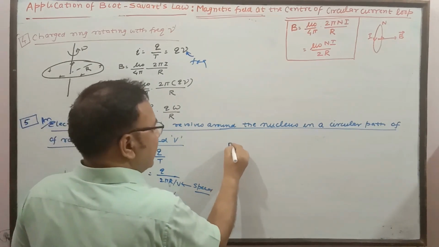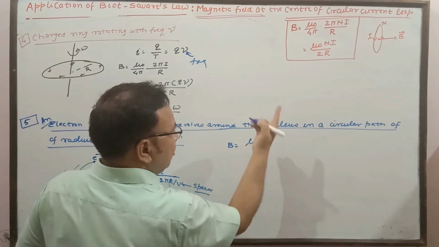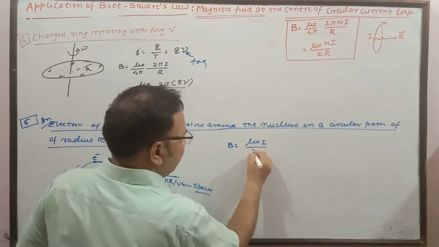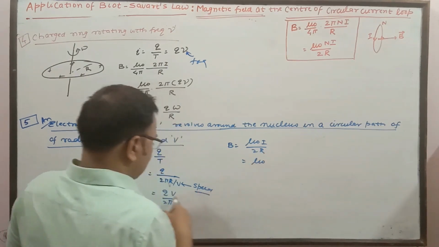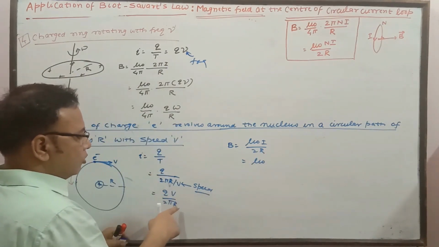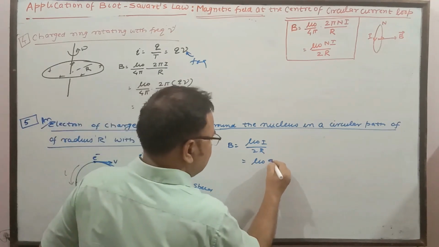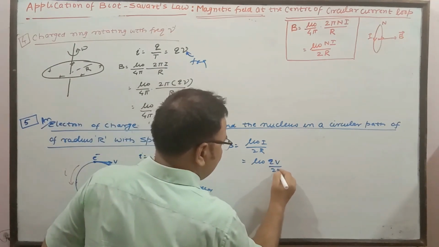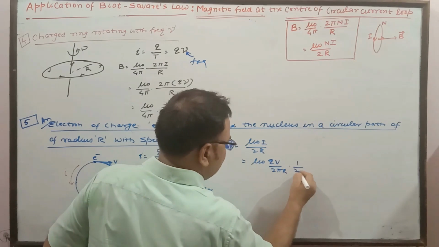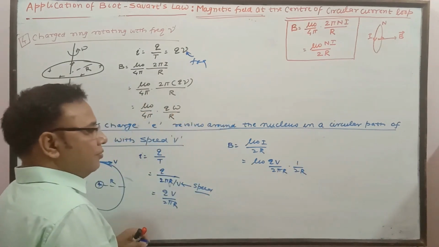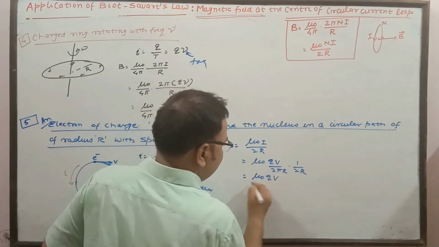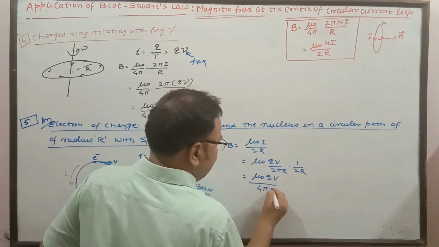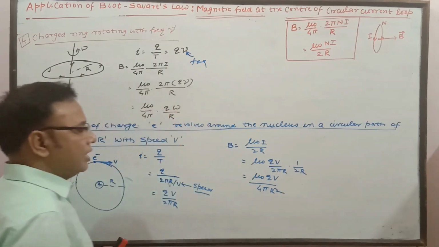To find out the magnetic field, it is mu naught n i, or mu naught I by 2r for one turn. So this is mu naught, and in place of I, write qv by 2 pi r. So we are going to write qv divided by 2 pi r, and here 2 pi r, so 2r we had already. So finally this is mu naught q v divided by 4 pi r square. So this is the value of the magnetic field.